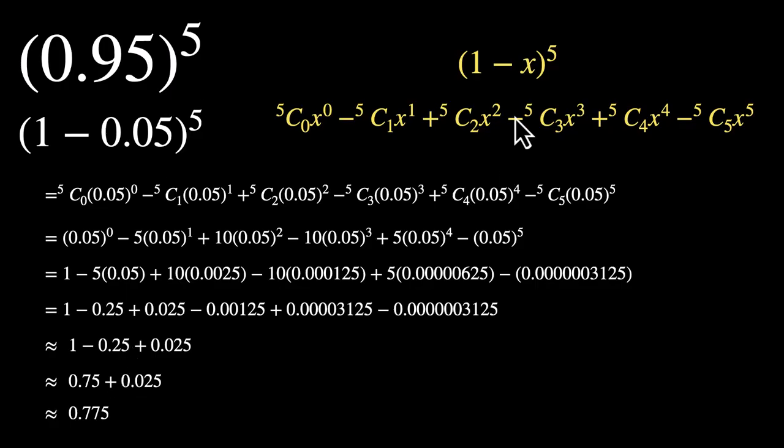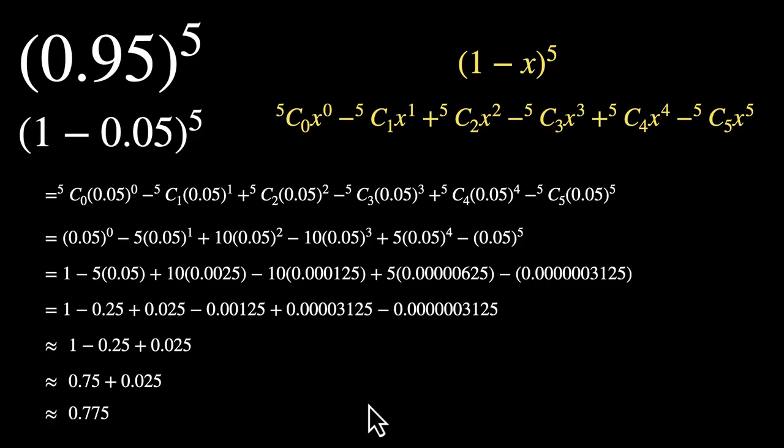Now, we wouldn't have bothered to expand (1 minus x) to the power 5 fully. We would have just taken the first three terms, simplified them, and we would have reached 0.775. But this is what we can do the next time we're approximating a power which is close to 1.